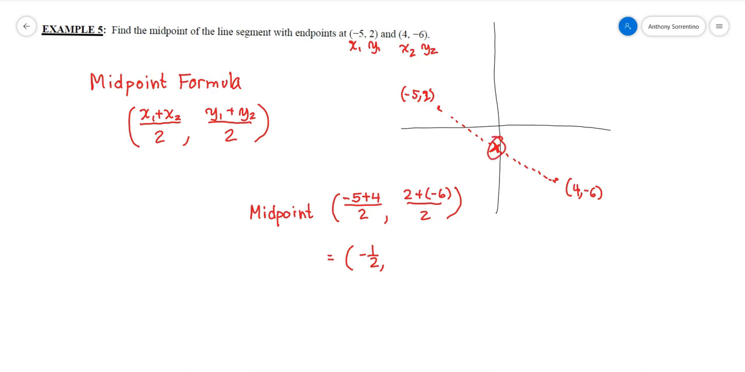2 plus -6 is -4. -4 divided by 2 is -2. So that would be the precise coordinates for this midpoint.